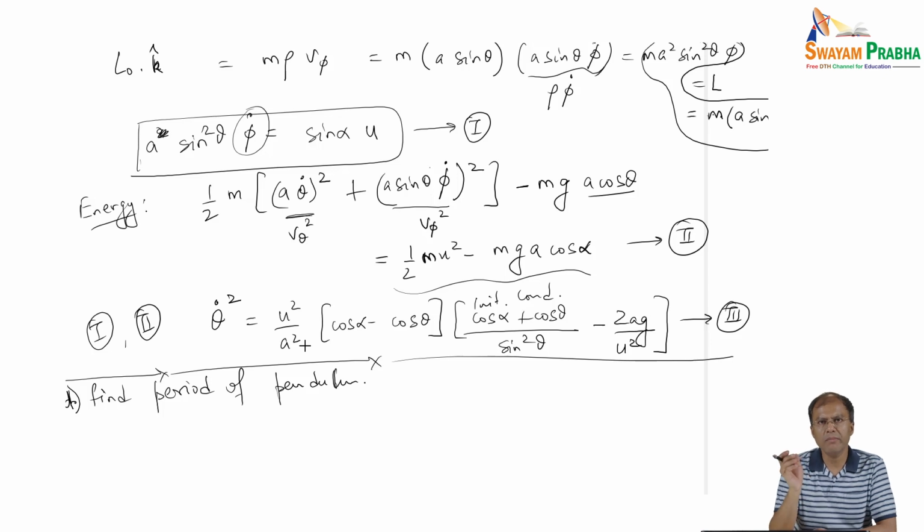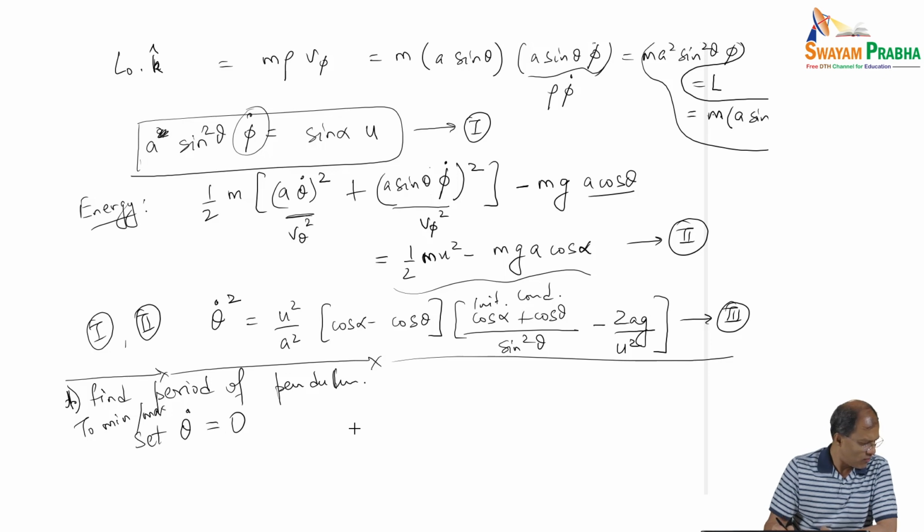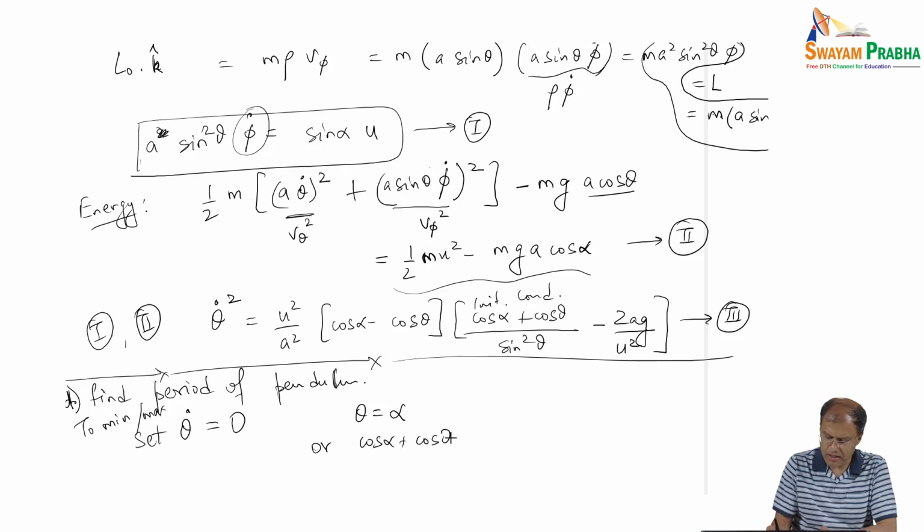Now to find the minima of theta and the maxima of theta, we do a normal derivative test. We differentiate this equation number 3 to find the minimum. It's already an equation of theta dot, so to find minimum or maximum, we set theta dot equal to 0, and what we see is we either get theta is equal to alpha, or we get that cos alpha plus cos theta by sine square theta is minus 2ag by u square.